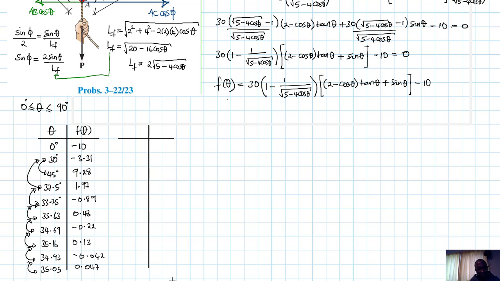Let me draw another table there. All right, so we have theta there. We have f of theta. Okay, so we can take another average of the two. So that is 34.93 plus 35. We know the solution is just between 34 and 35. 0.05 divided by 2. So 34.99. Maybe this will give us something better.